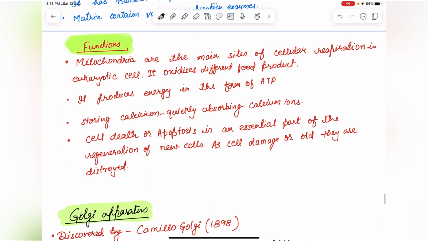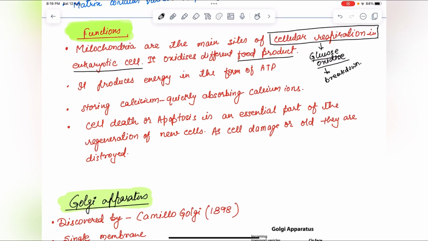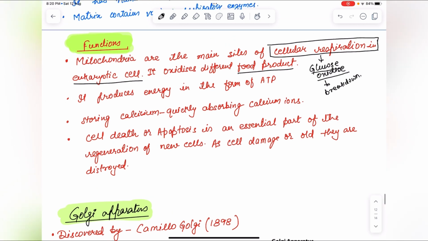Mitochondria are the main site of cellular respiration in eukaryotic cells. They oxidize different food products. Now what is cellular respiration? Cellular respiration means the glucose oxidizes. What does it mean, oxidize? Breakdown of glucose into pyruvic acid. It produces energy in the form of ATP.